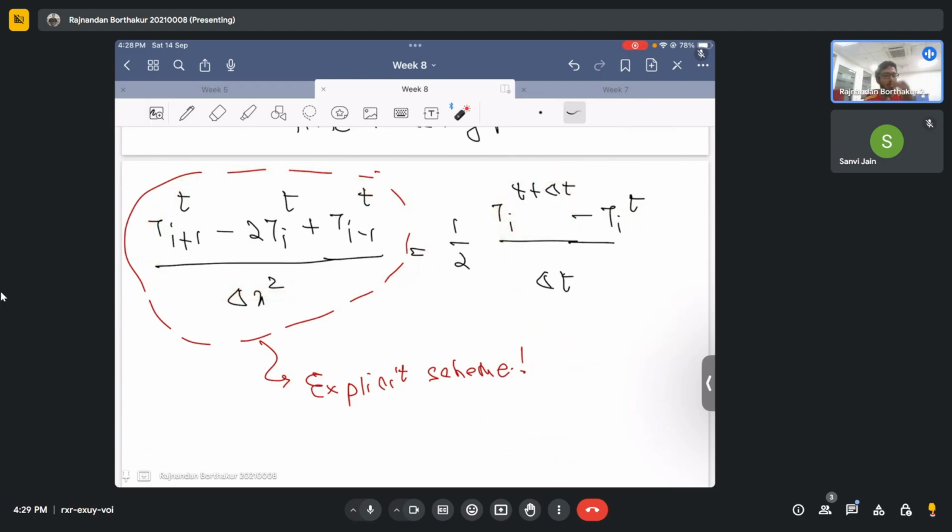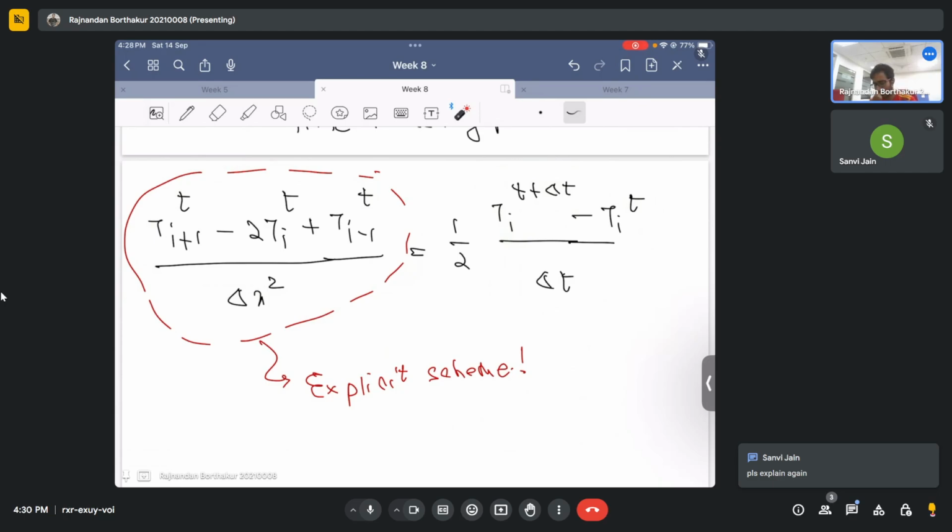Is this clear or not? How this marching is done in this explicit scheme? Or do I need to repeat it again? Because you already have an initial condition, you just need to march forward with time. Okay, I'll explain it again.